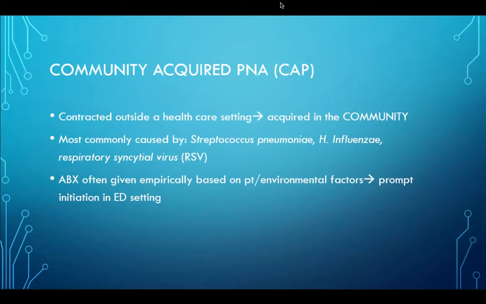I'm going to try to simplify it a little bit for you. Community acquired, it's in the name. It is contracted outside of a healthcare setting, so it happens within the community. Most often it's caused by strep pneumonia, H. influenzae, or respiratory syncytial virus, RSV. And when someone comes into the hospital with community-acquired pneumonia, you want to initiate antibiotics.